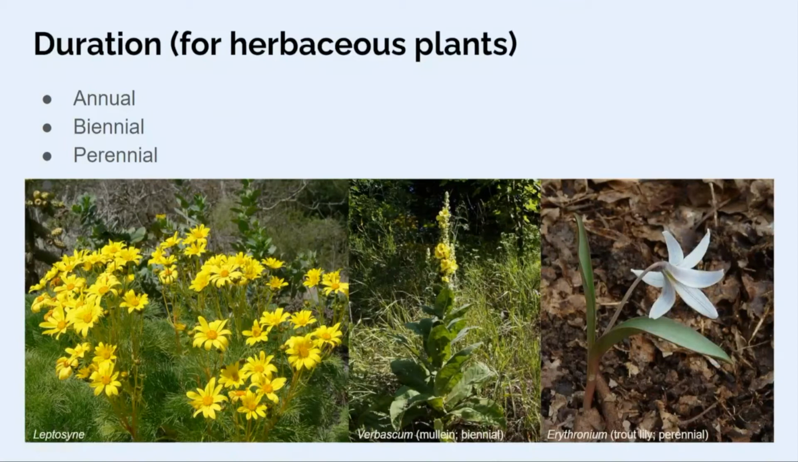In its first year, it makes only leaves, and then in the second year, it has enough energy stored that it can make the flowering stalk. That happens in a few plants. So that makes it a biennial. And over here, left side, this is an annual, right side is a perennial.